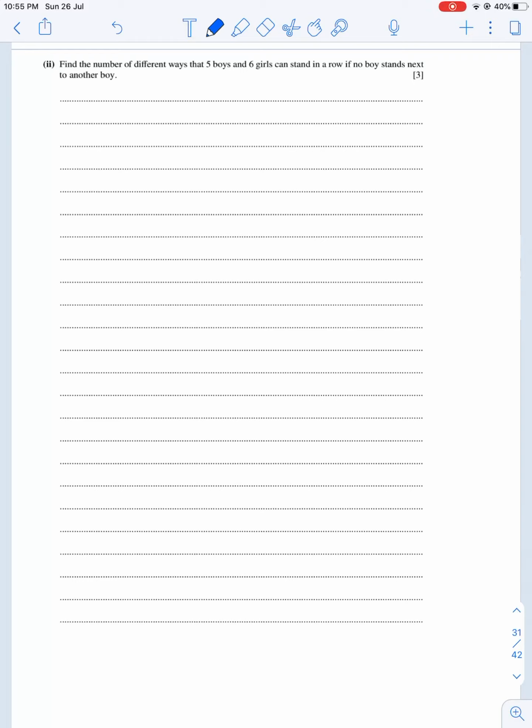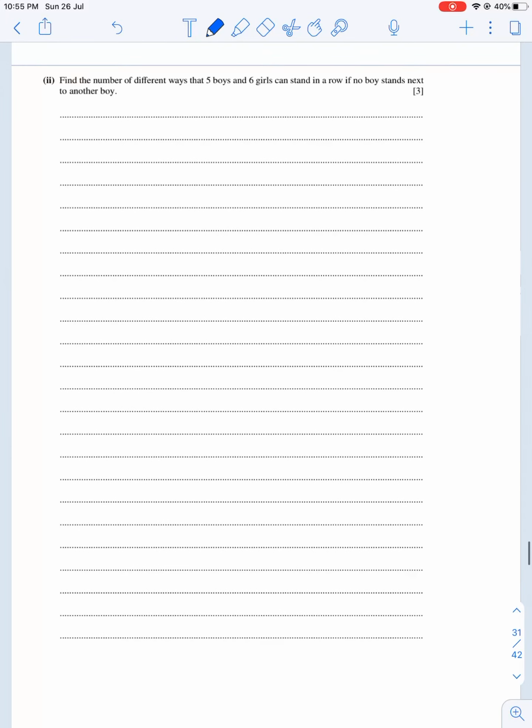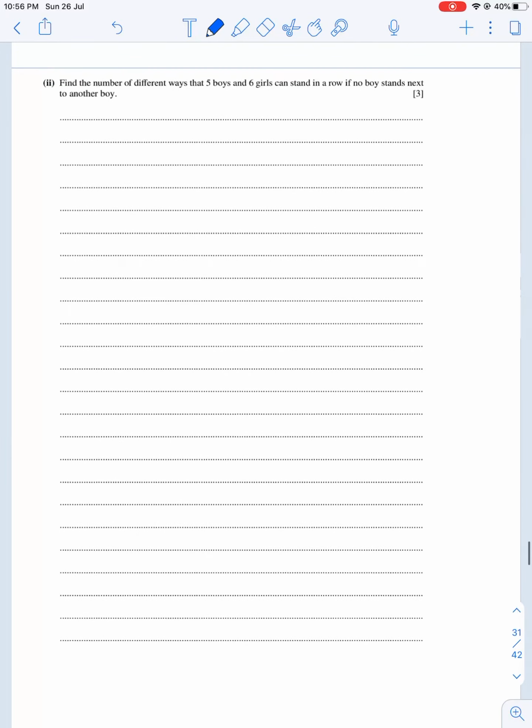Find the number of different ways that 5 boys and 6 girls can stand in a row if no boy stands next to another boy. You want the boys to be separated. So, what you do is, you first make the 6 girls stand. So, that gives you 6 factorial.